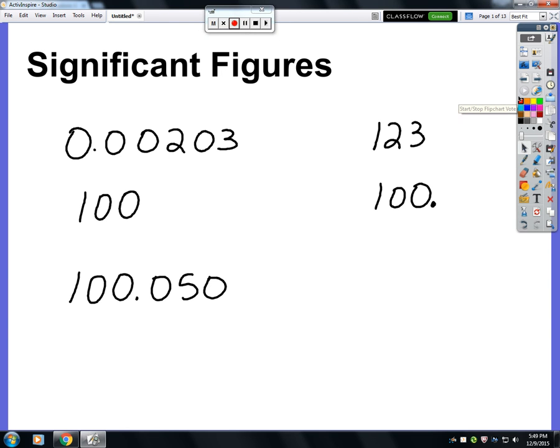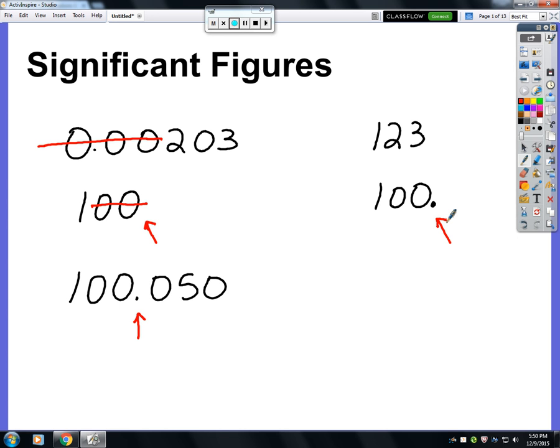So let's look at our rules. Zeros in front do not count. So zeros in the beginning of a number don't count. That's the only example I have that has zeros in front. Zeros at the end do not count as long as there's not a decimal. There's no decimal here, so I'm going to cross these off. There is a decimal here, and there is a decimal here. Okay, so I've crossed off my zeros that do not matter.